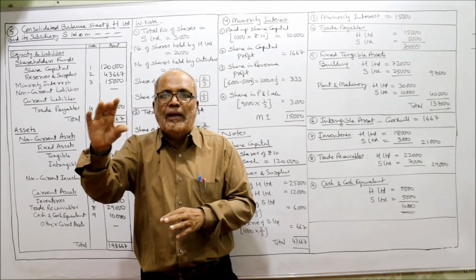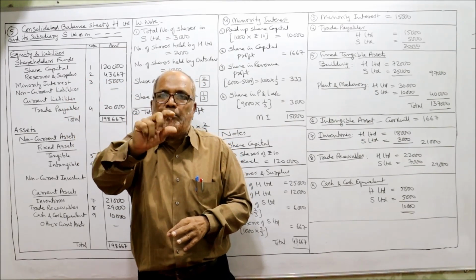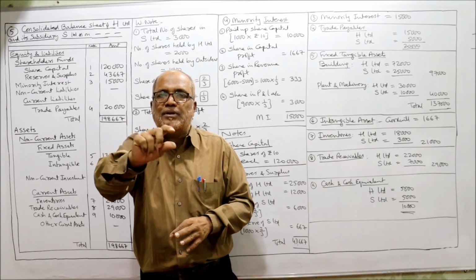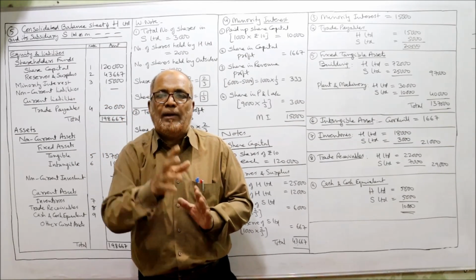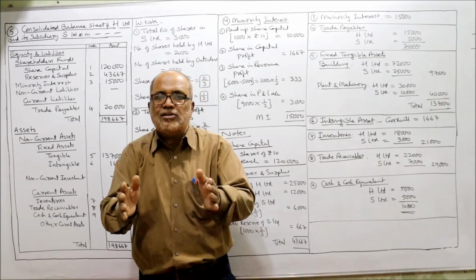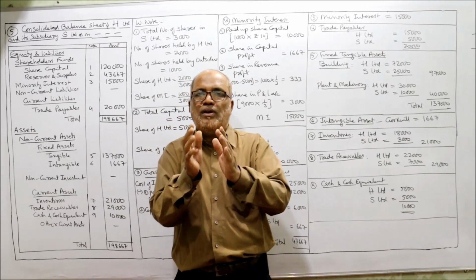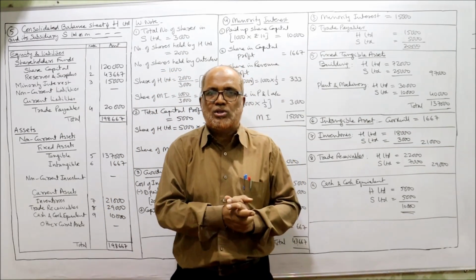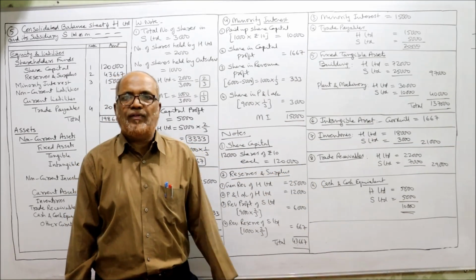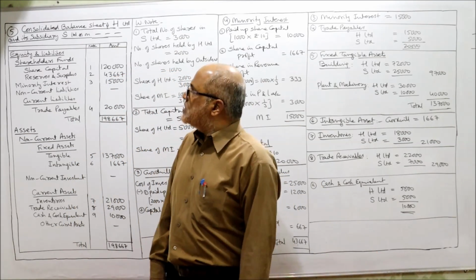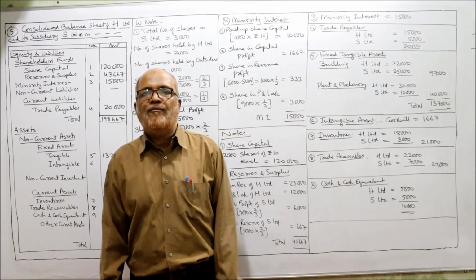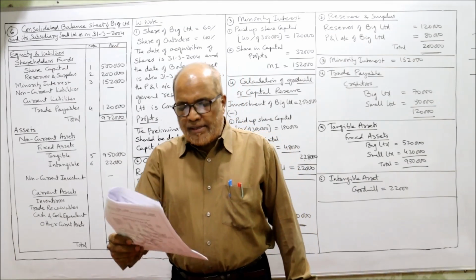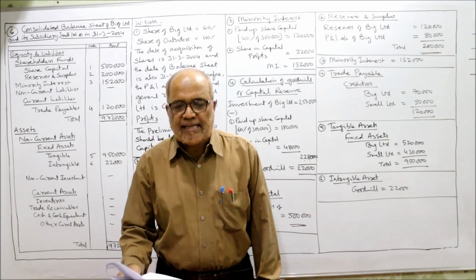Then we calculate the goodwill: cost of investment minus paid up share capital and capital profit. Deduct, and we'll get the goodwill. We calculate the minority interest. That's it. These are the things we have to calculate in working notes. After that, notes forming part of financial statement. That's all. So this is the end of problem number 5. Now we'll start the next problem, problem number 6.